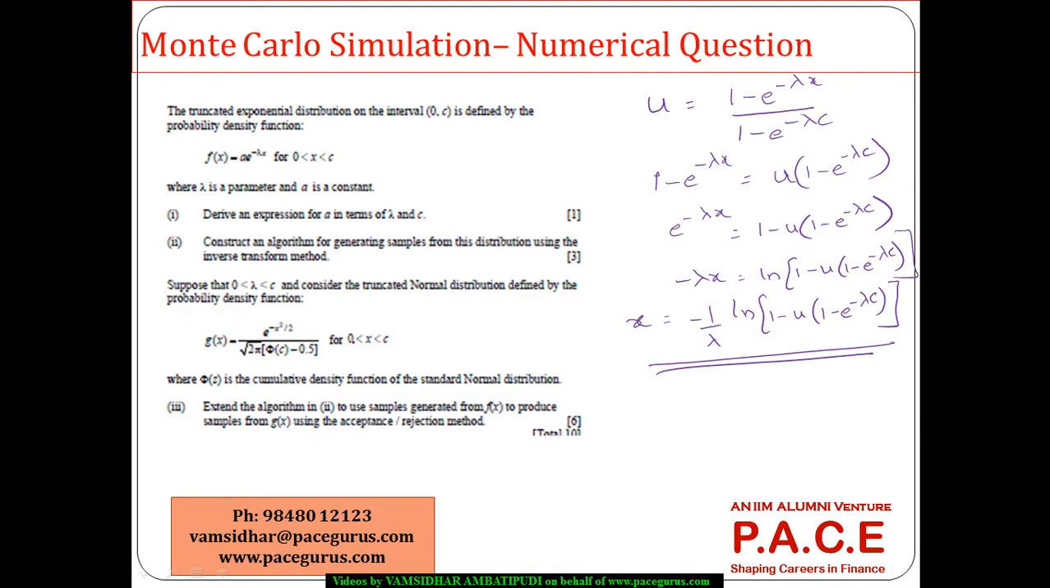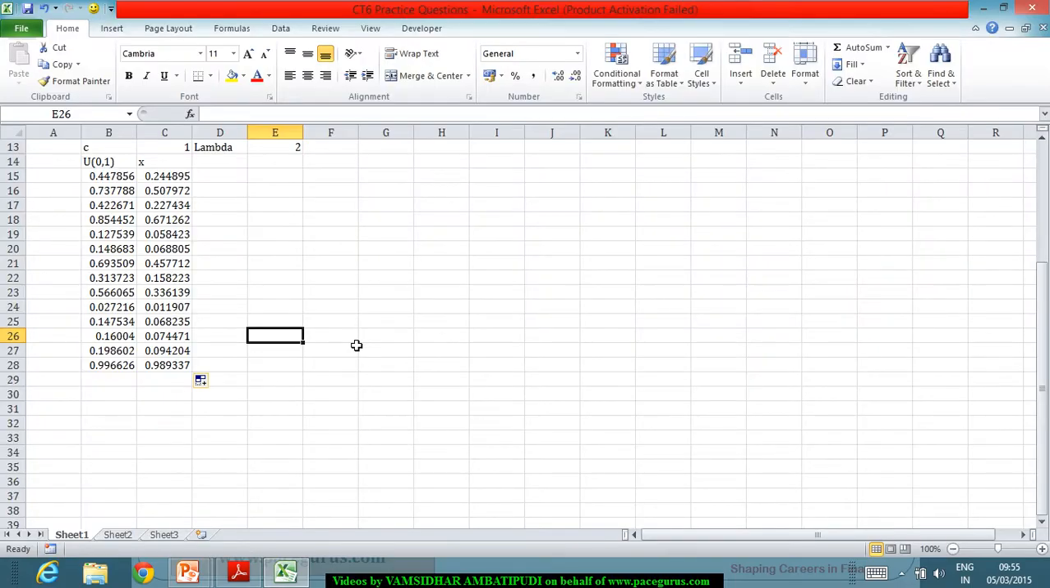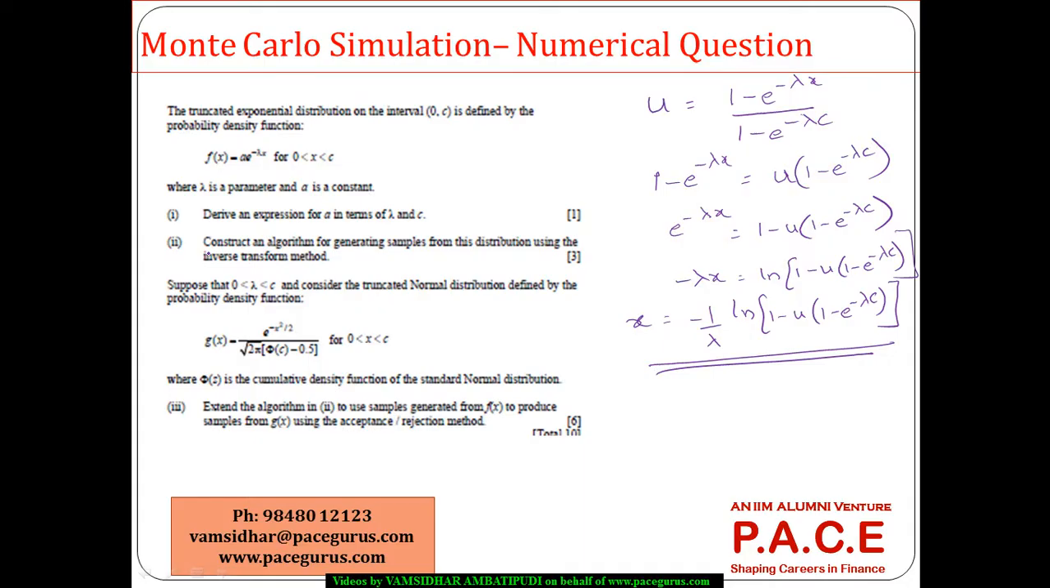Now here the lambda is coming out to be 2 and c is coming out to be 1 for this particular case. Now if I change c equal to 20 and probably lambda equal to 10, I get a completely different set of values. Or probably if I make lambda equal to 0.5, I get a completely different set of values. Here these are random numbers, but these are the values that are getting generated from the corresponding distribution of x. That's how we typically operate.